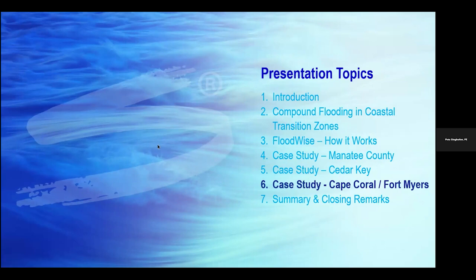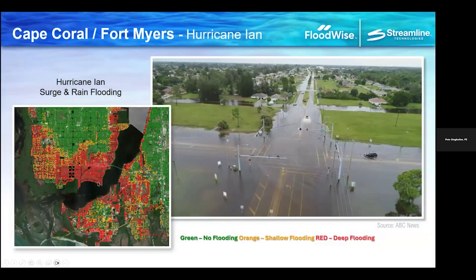And then the last one I want to show you is Cape Coral, and this is Fort Myers, and this is Hurricane Ian. Here's an aerial photograph of an intersection. This is a combination of both storm surge and rainfall-induced flooding. Again, the red is bad, green is good. So we had some deep flooding all around the perimeter. And this is the Caloosahatchee River here.